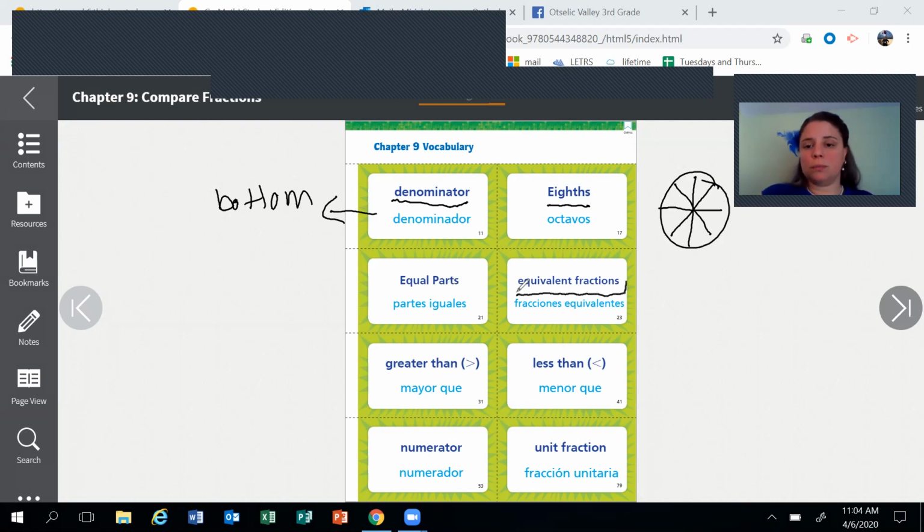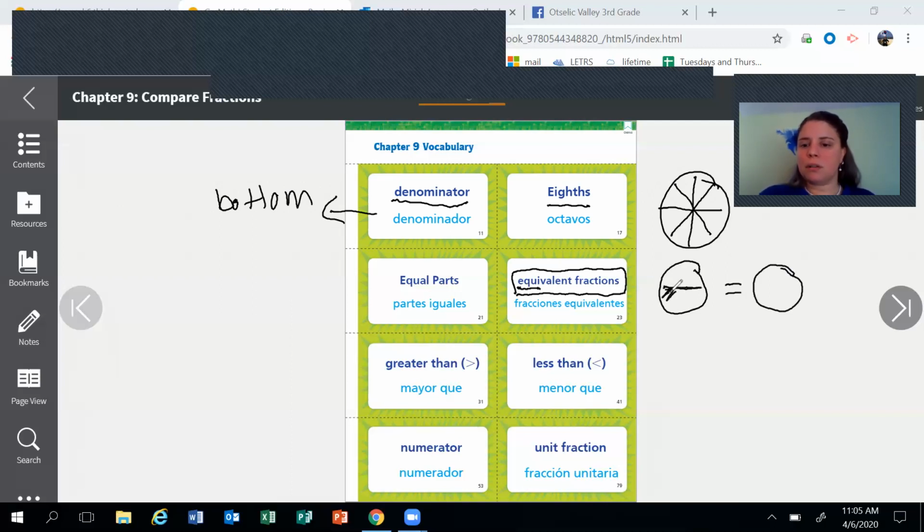This one is new. Equivalent fractions. Now, you might not know what this means, but look at the beginning of this word, equal. It just sounds like another word we know. Sounds like equal. So equivalent fractions must mean that the fractions are the same. So I'm going to show you an example of equivalent fractions.